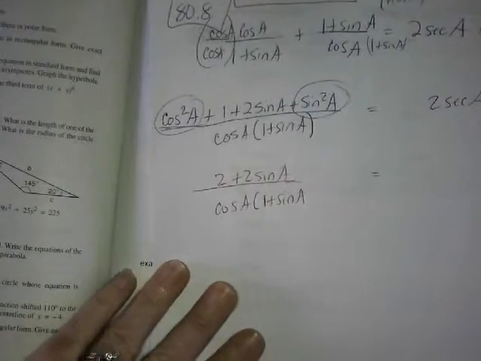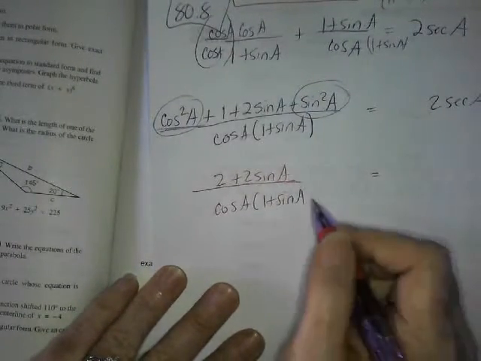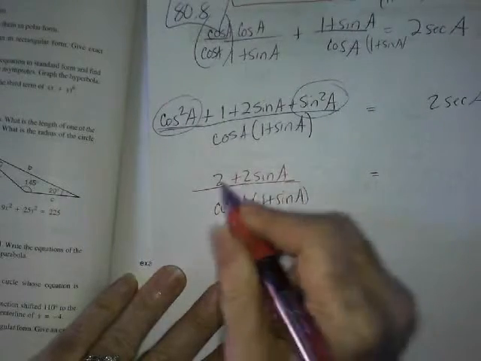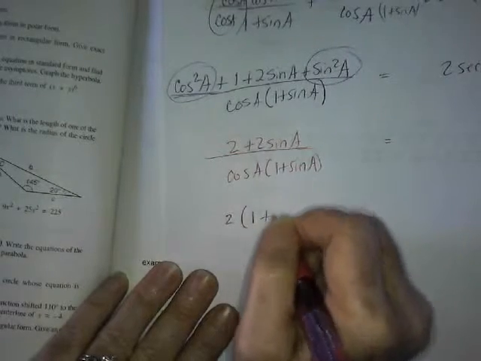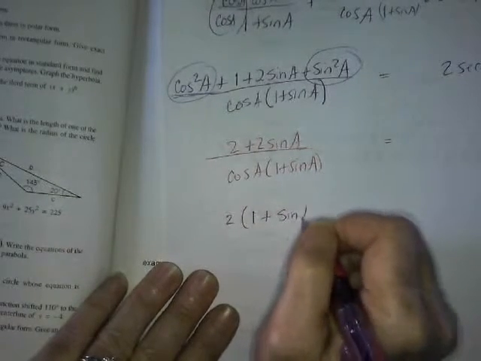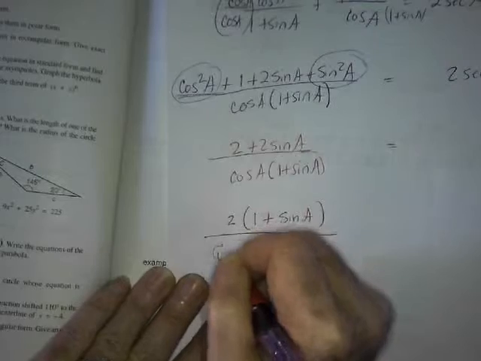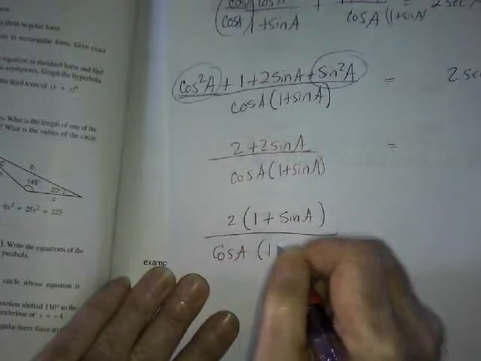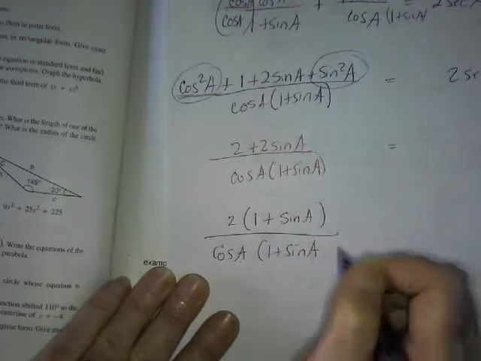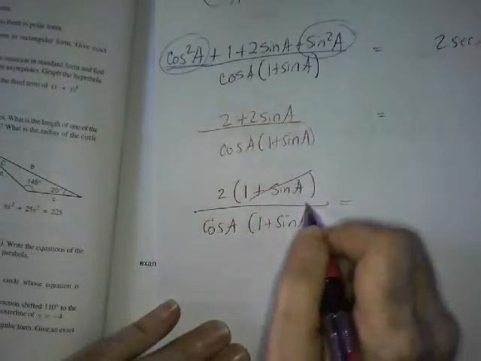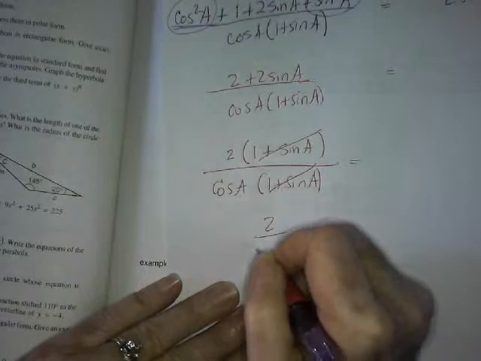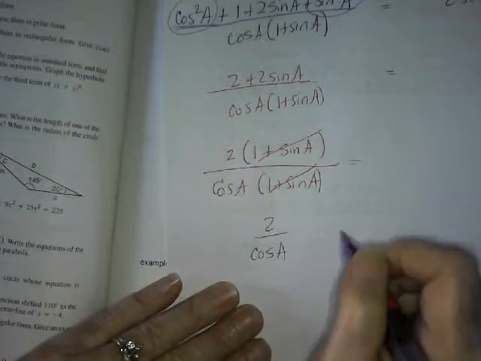So I'm going to factor up here. I see there's a 2 I can factor out. Okay, now I see that I can cancel. And I have 2 over cosine A, which is what I said I would like.